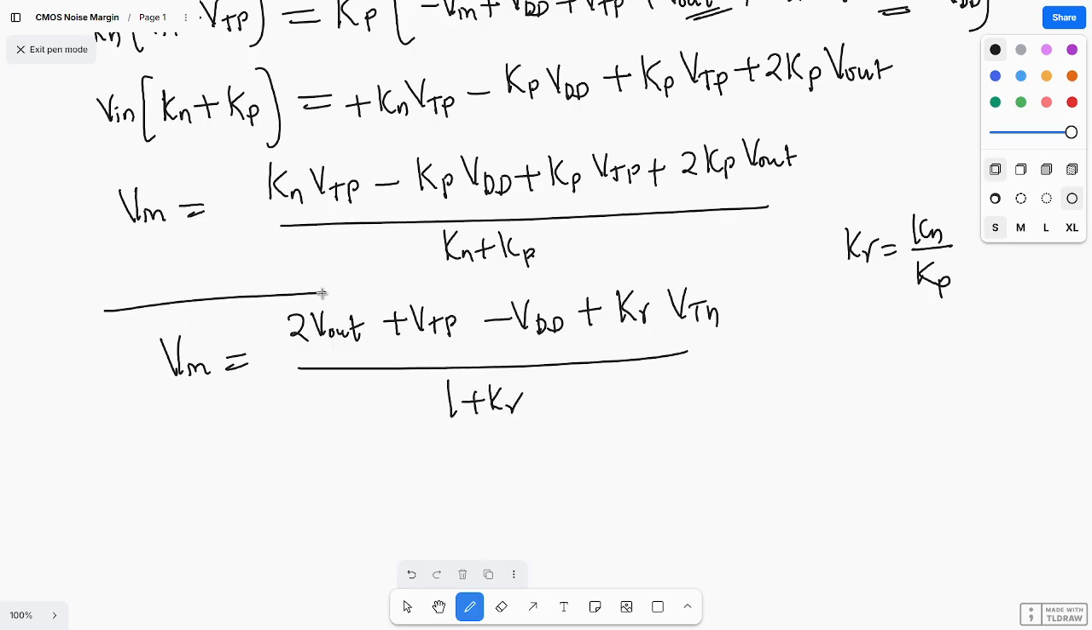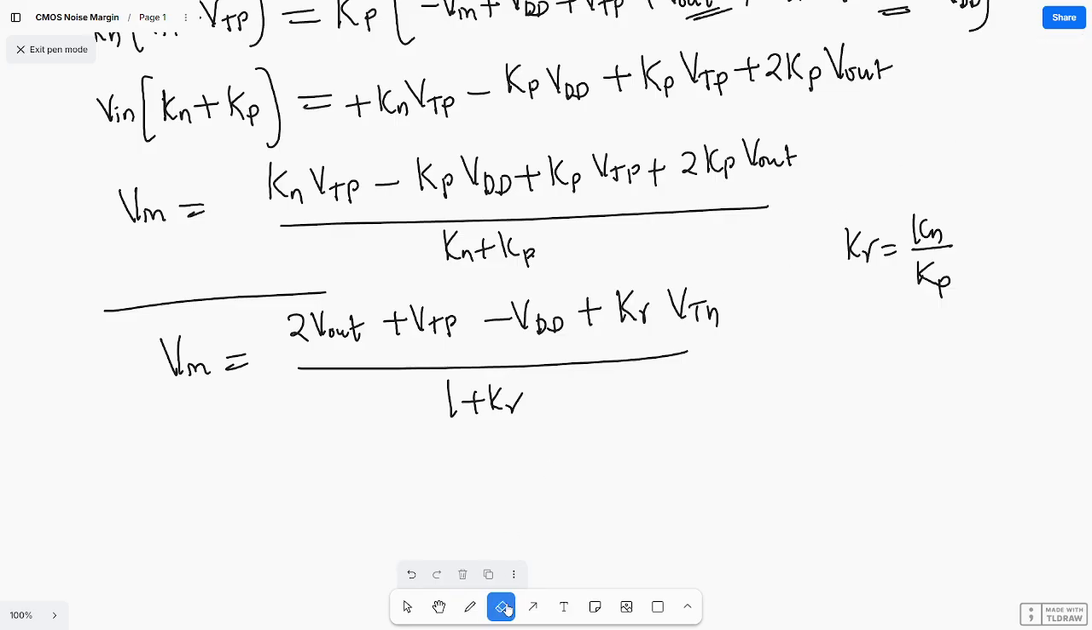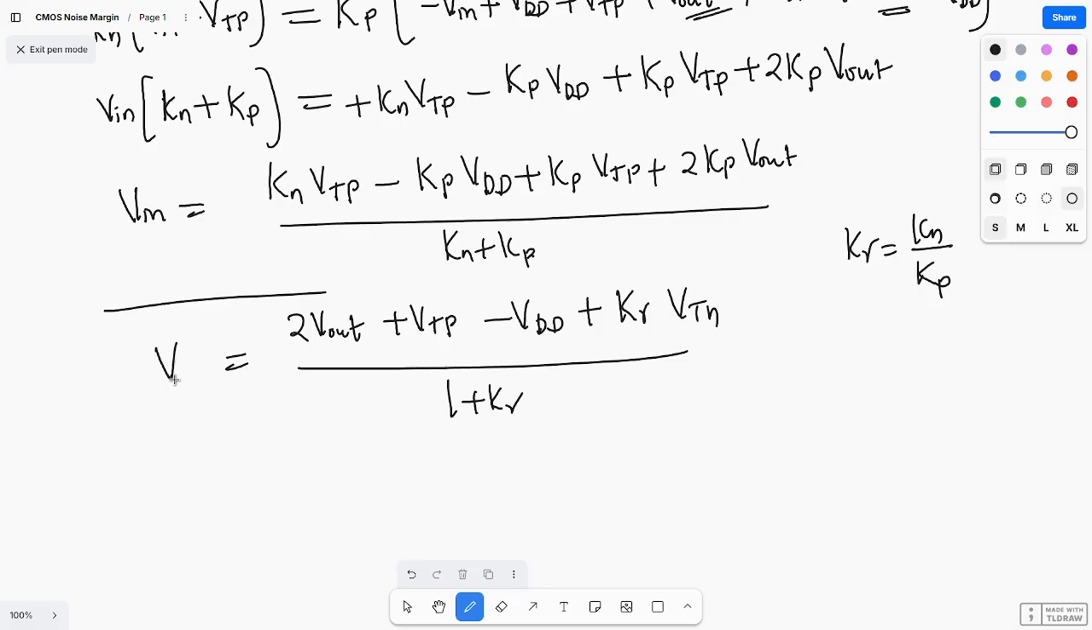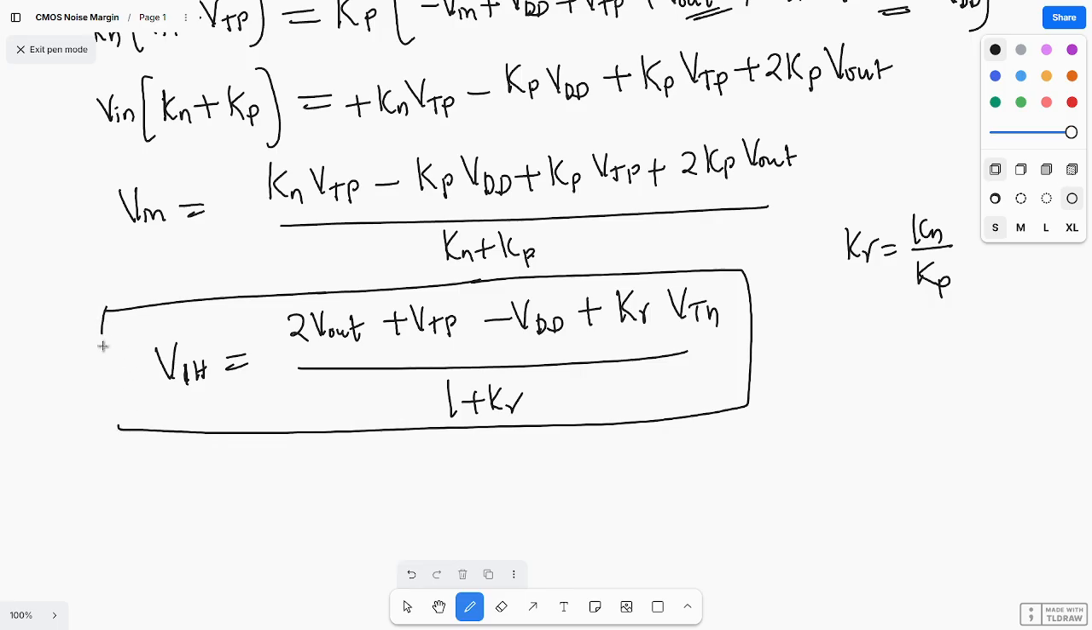So if you substitute input voltage equal to VIL, this condition, I need to substitute, this is nothing but VIL. Okay, so VIL, if you substitute, you will get this equation. So this is about VIL.